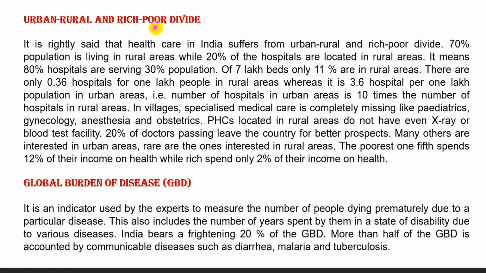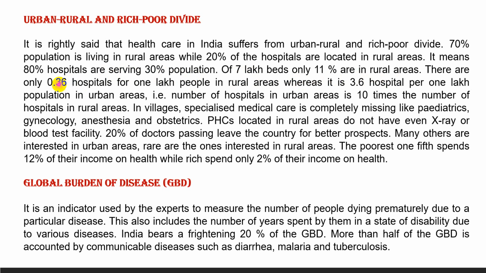Urban, rural, and rich poor divide in providing healthcare facilities. It is rightly said that healthcare in India suffers from urban, rural, and rich poor divide. 70% population is living in rural areas, while 20% of the hospitals are located in rural areas. It means 80% hospitals are serving 30% population. Of 7 lakh beds, only 11% are in rural areas.